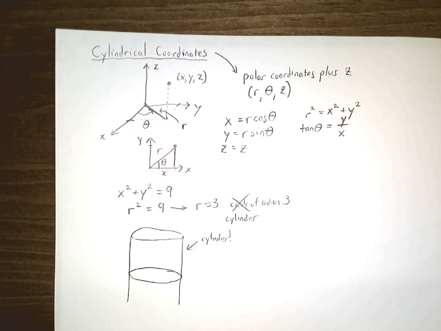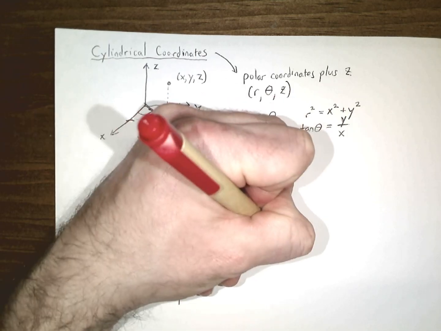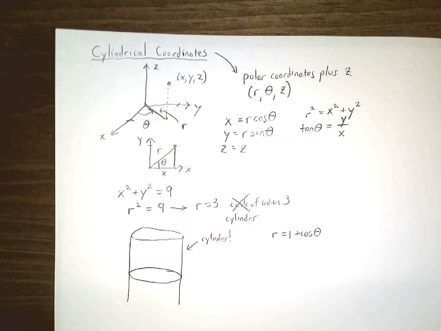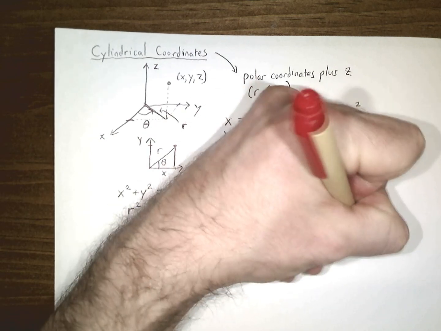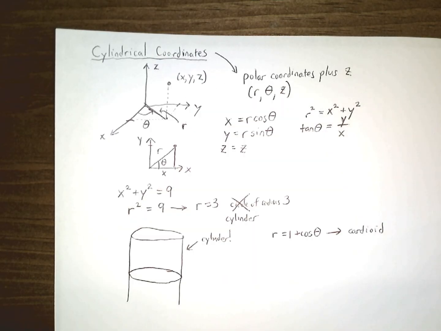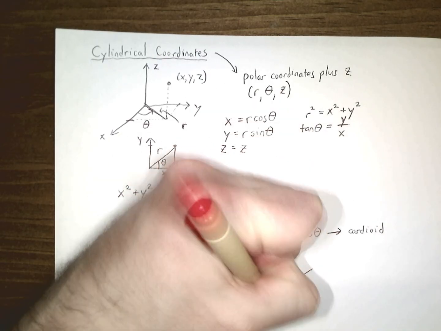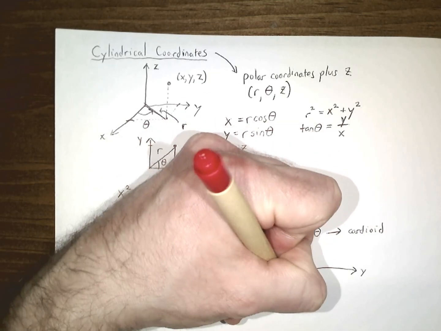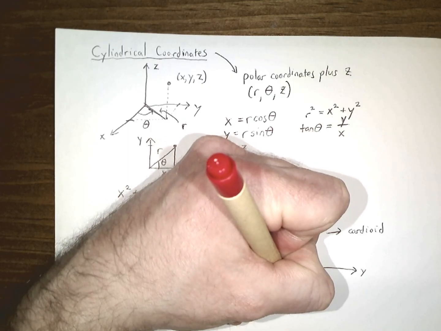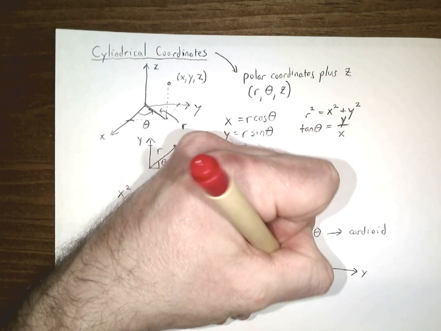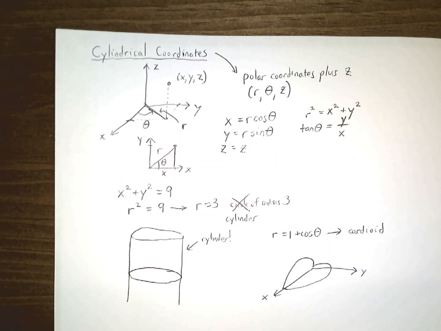It even works for more interesting polar shapes. For example, r equals 1 plus cosine theta gives us a kind of unusual shape called a cardioid. The cardi gives us, meaning heart-shaped. If we plot this in the xy plane, it makes this kind of cute little heart with a long side down the x-axis and the little lobes going onto the other end of the plane.